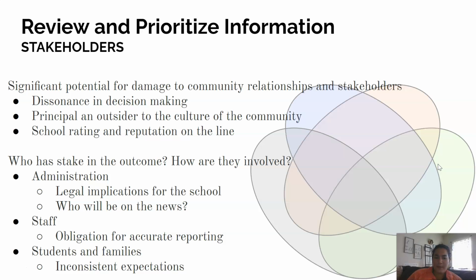And then the students and families are very much impacted by this. It seems pretty clear that there's some inconsistency in what's expected of attendance, and that can play a huge role in how families interact and perceive their school experience.